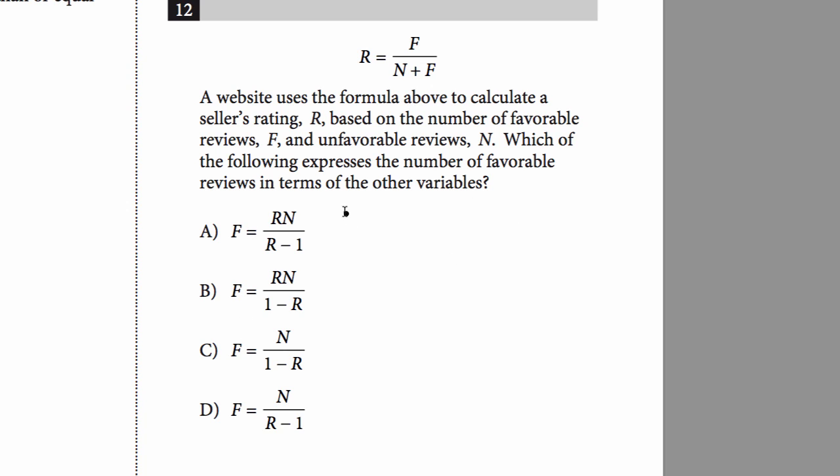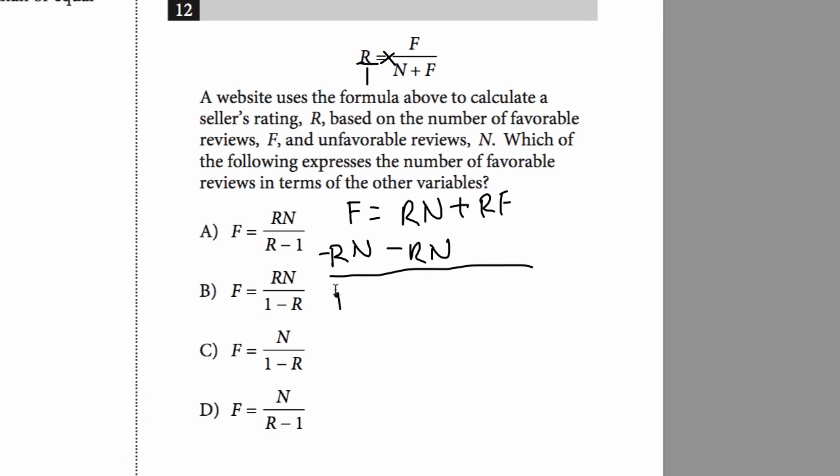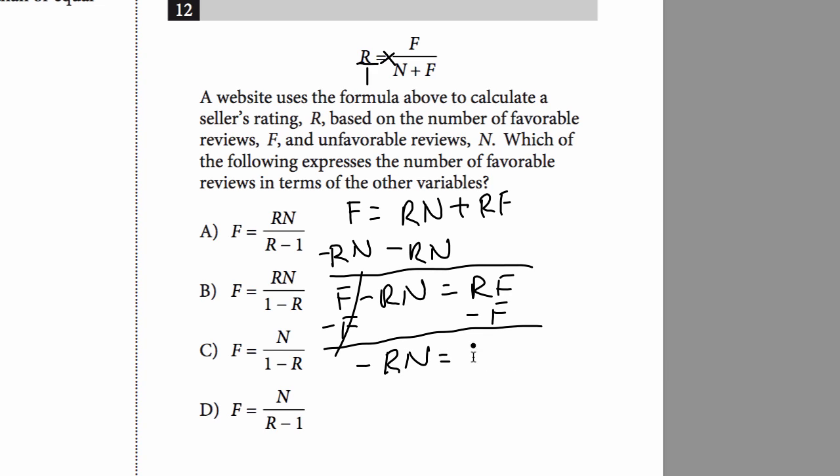So how am I going to do that? Well, I'm just going to put this over 1, and I'm going to cross multiply, okay? So that means F equals Rn plus Rf. I'm going to get the Rn to the other side, okay? So it's F minus Rn equals Rf. I'm going to then minus the F, right? You'll see why this is helpful. So we get minus Rn equals Rf minus F.